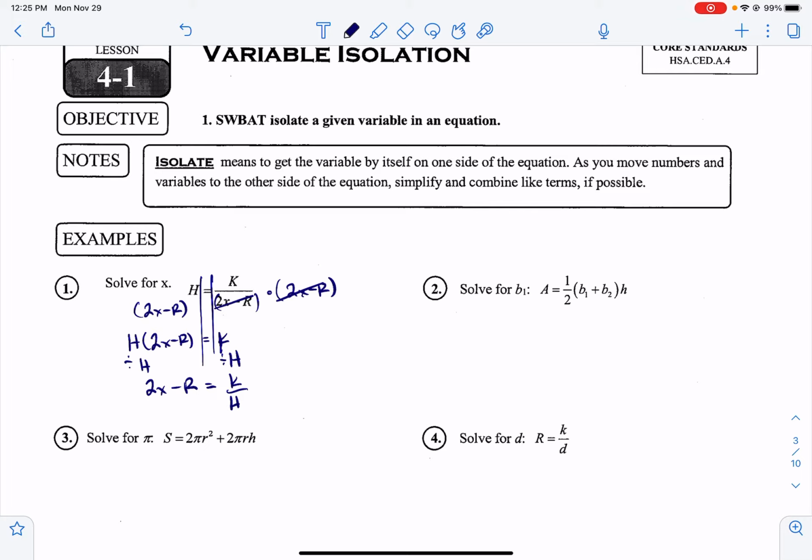And now I want to get rid of the r. So I'm going to add r to the left. I'm going to add r to the right. And I'm going to rewrite this: 2x equals k over h plus r.